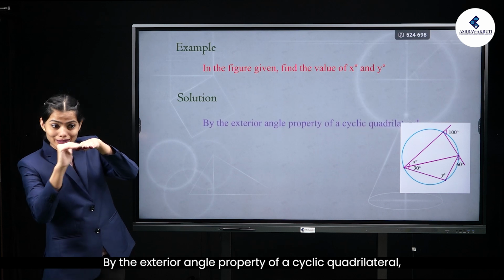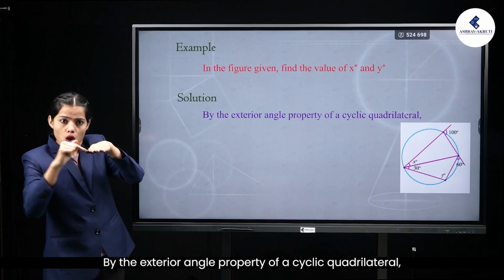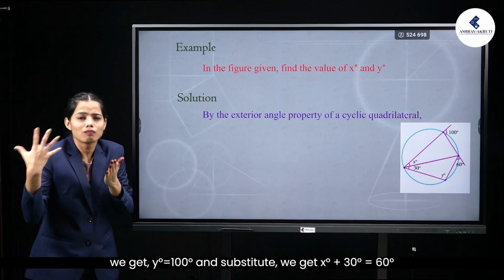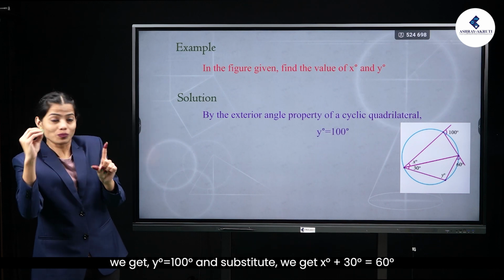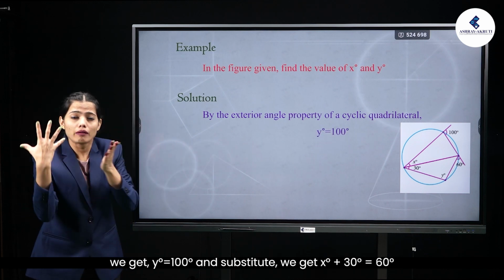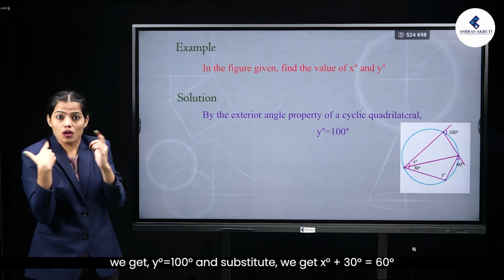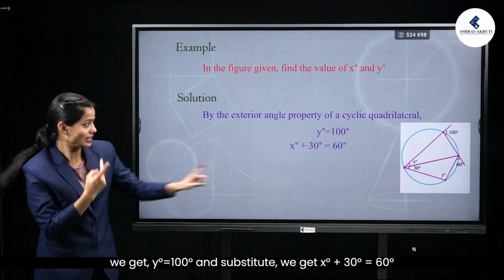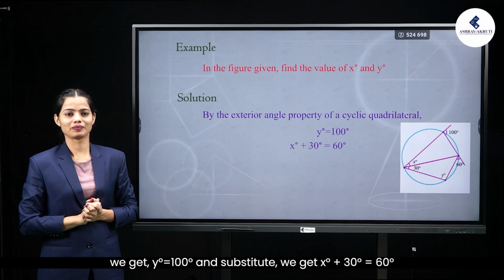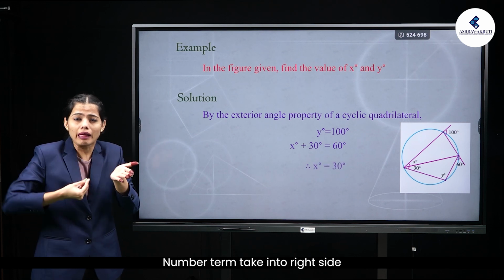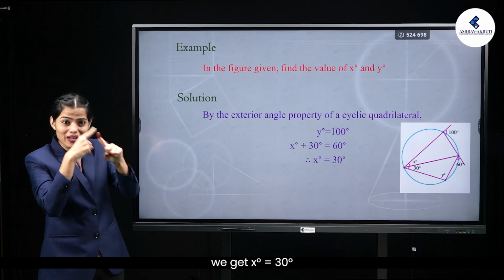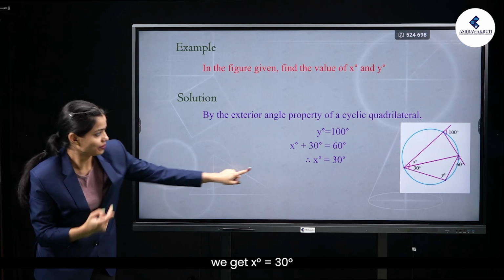Solution. By the exterior angle property of a cyclic quadrilateral, we get y degrees is equal to 100 degrees and substitute we get x degrees plus 30 degrees is equal to 60 degrees. Number term take into right side, we get x degrees is equal to 30 degrees.